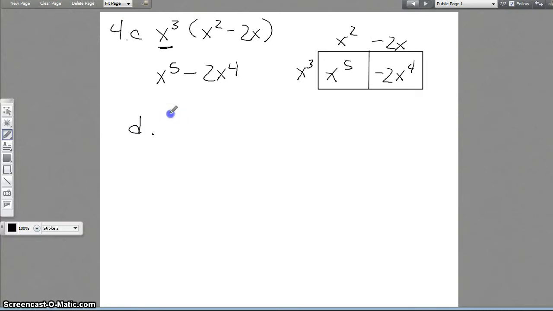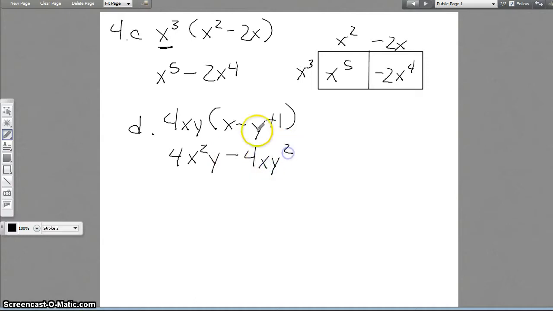Part D is 4xy times x minus y plus 1. So I'm just going to multiply this out. 4xy times the first term, which is x, is 4x squared y. 4xy times negative y is negative 4x y squared. Notice this time we just have an x and our y is squared because we have a y times a y, but there's no x term over here, so we just have the one x that we started with. And now we multiply our 4xy by the 1 to get plus 4xy.